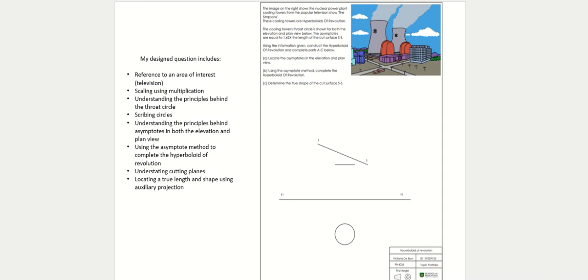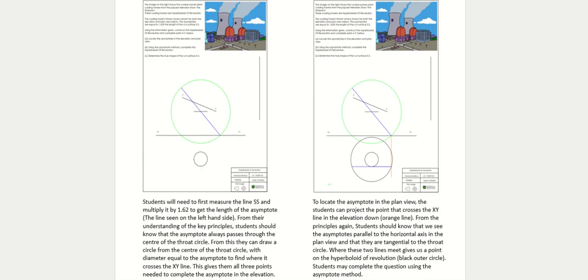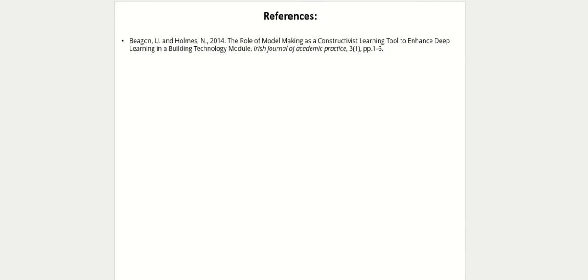And to make my question original, I said that the asymptotes are equal to 1.62 times the length of the cut surface SS, so there's a little bit of maths involved. I started a solution here just to give teachers a hand if they're struggling, and that there's the finished solution. And this is just my references.